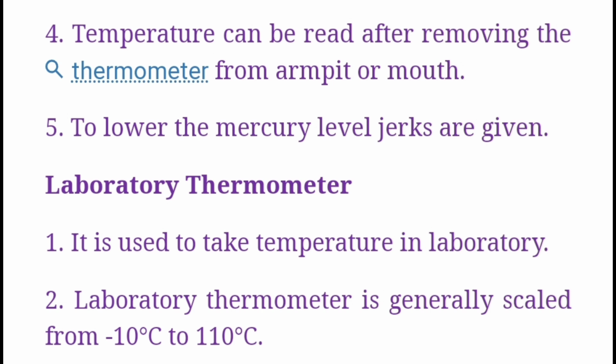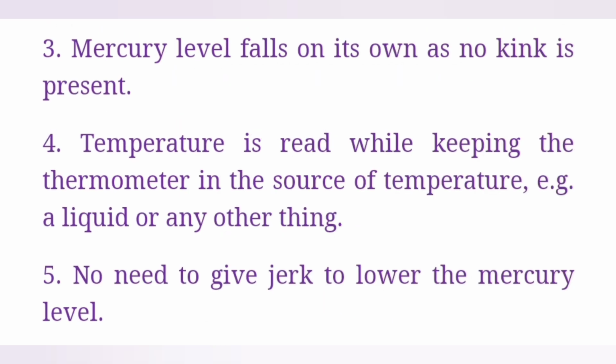Next one, laboratory thermometer. First point, it is used to take temperature in laboratory. Second point, laboratory thermometer is generally scaled from minus 10 degrees Celsius to 110 degrees Celsius. Third point, mercury level falls on its own as no kink is present. Fourth point, temperature is read while keeping the thermometer in the source of temperature, for example, a liquid or any other thing. Fifth point, no need to give jerk or lower the mercury level.